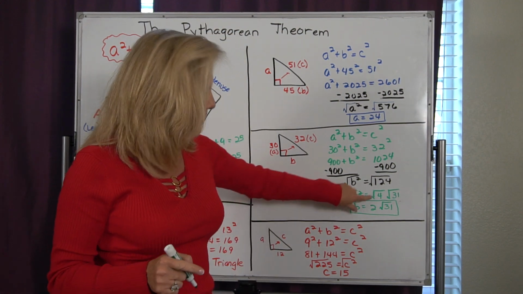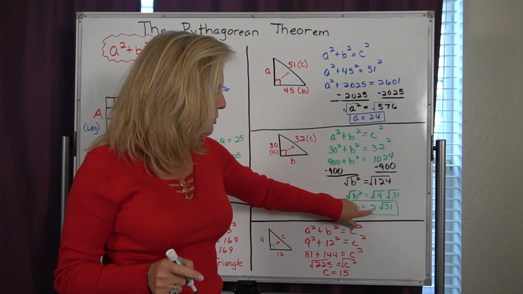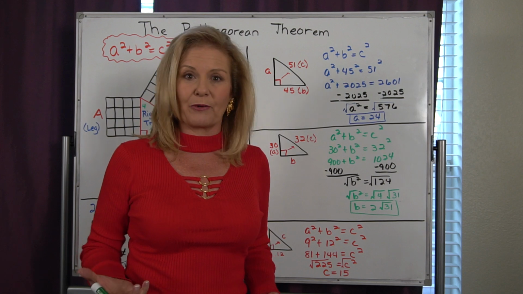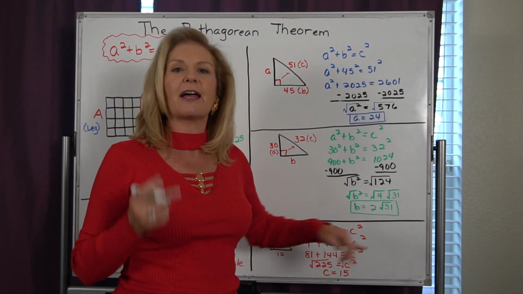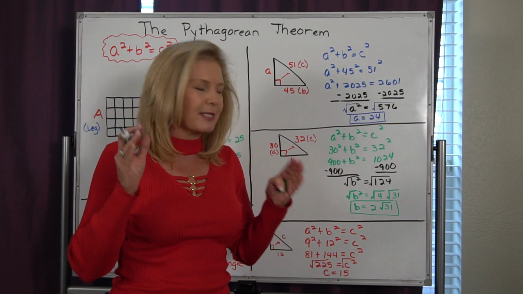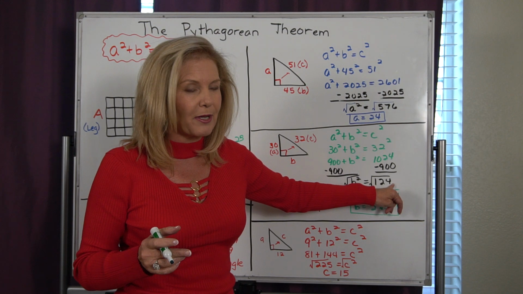So when I take my square root, I get b on this side. The square root of 4 is 2. I can't do anything with the square root of 31 because it's not a perfect square. So I have to leave that under the radical sign. So always remember to factor those answers at the end. Don't expect to always have perfect squares coming out.